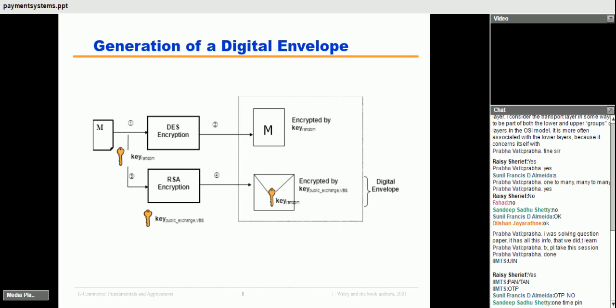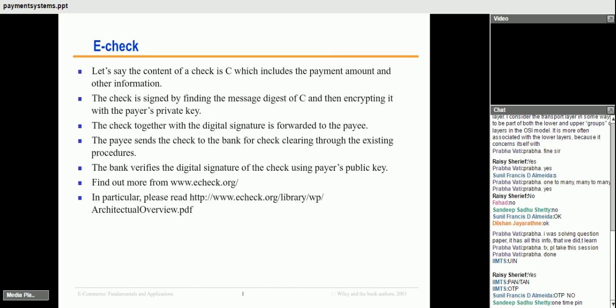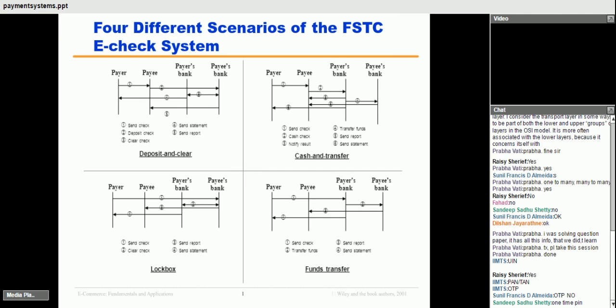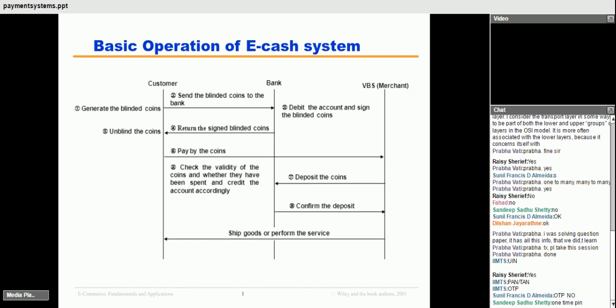Then moving ahead. So what's an e-check? Let's say the content of a check is C, which includes the payment amount and other information. The check is signed by finding the message digest of C and then encrypting it with the payer's private key. We'll leave it. These things are not important because they are basically about cryptography.